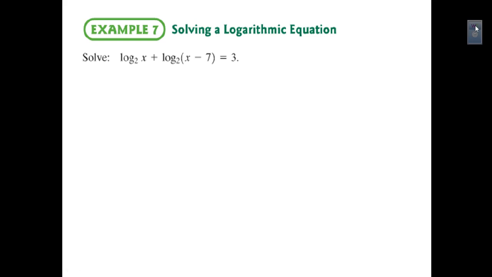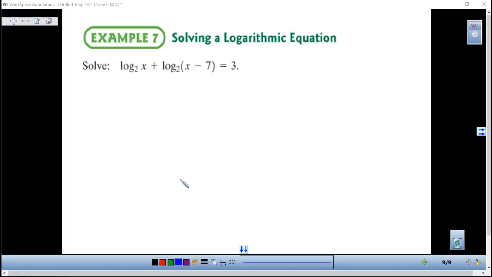All right, so for this one, we're going to have to use some of those properties we've learned. We're going to have to combine the two logs on this side. So the log base 2 of x plus the log base 2 of x minus 7 gives me the log base 2 of x times x minus 7. Well, of course, that's going to give you the log base 2 of x squared minus 7x.